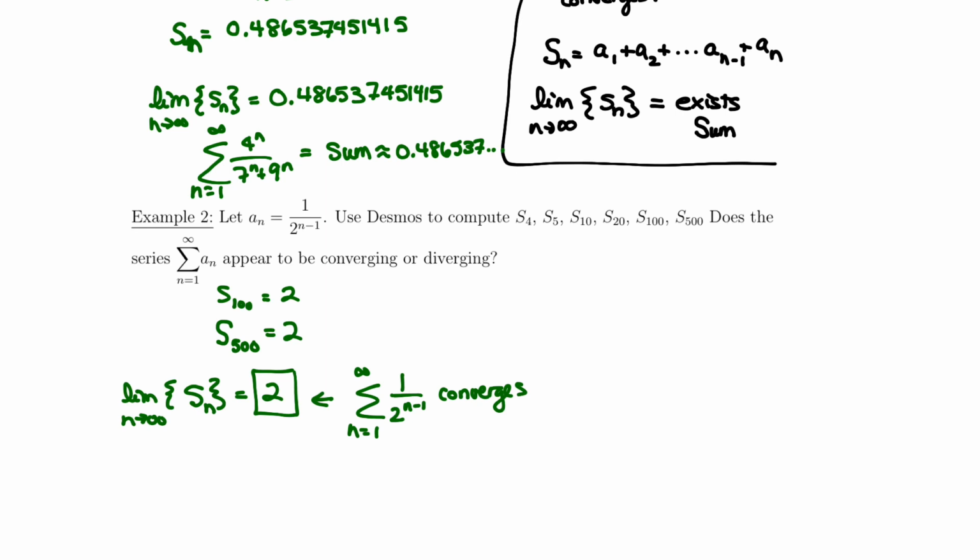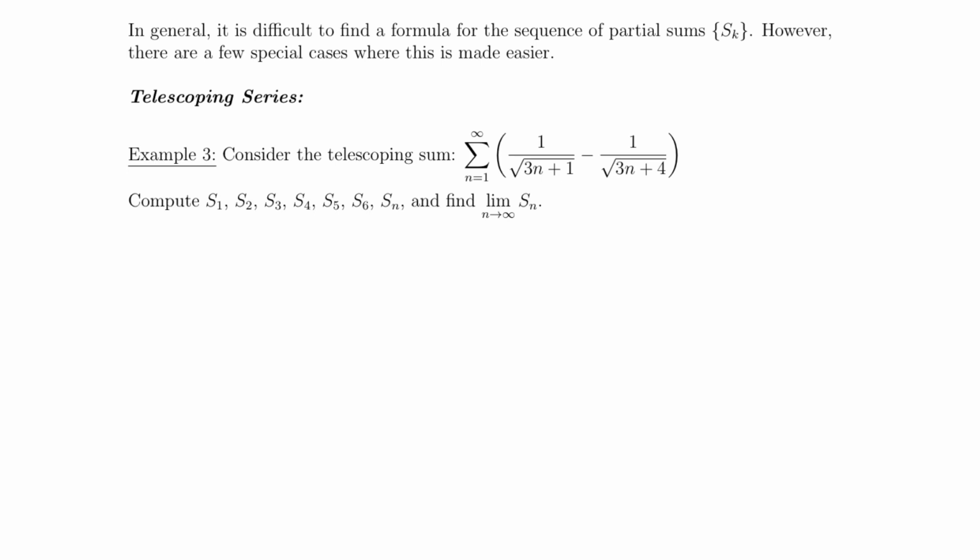Okay, not all series converge. And we'll talk about that a little bit next time. But what I want to do now is introduce 2 specific types of series, okay? One's called a telescoping, and one's called a geometric series.